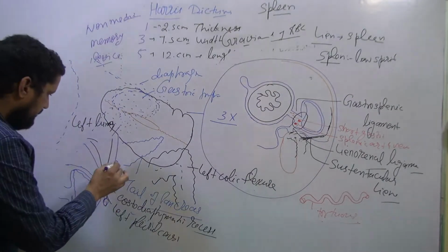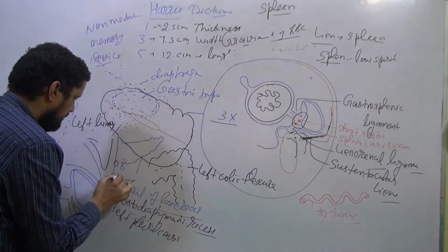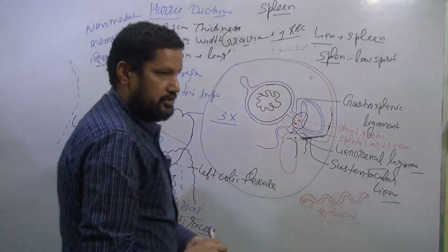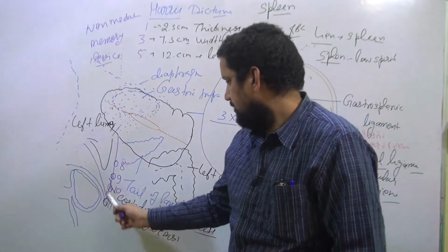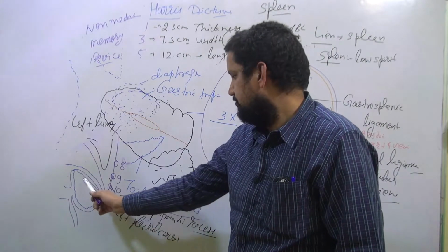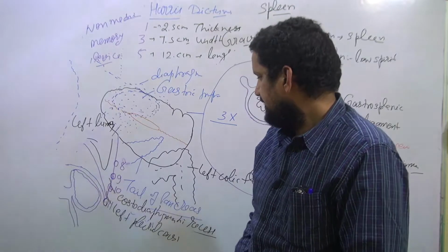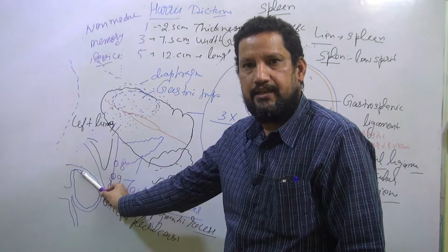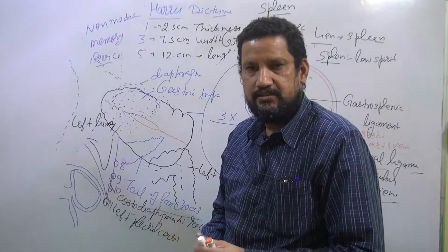So rib number 9, 10 and 11, all three are related to the diaphragmatic surface of the spleen, and the spleen is lying along the long axis of rib number 10. So these are the diaphragmatic relations of the spleen.